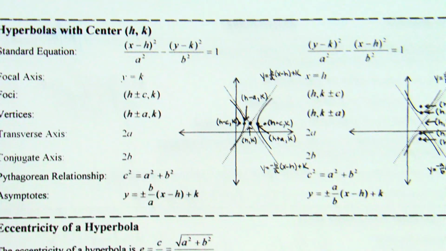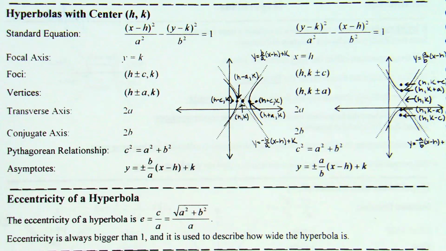Okay, on the back side, what's different? Instead of being centered at 0, 0, they're at (h, k). Notice it's just like ellipses, right? H goes with the x, k goes with the y. Same idea here.